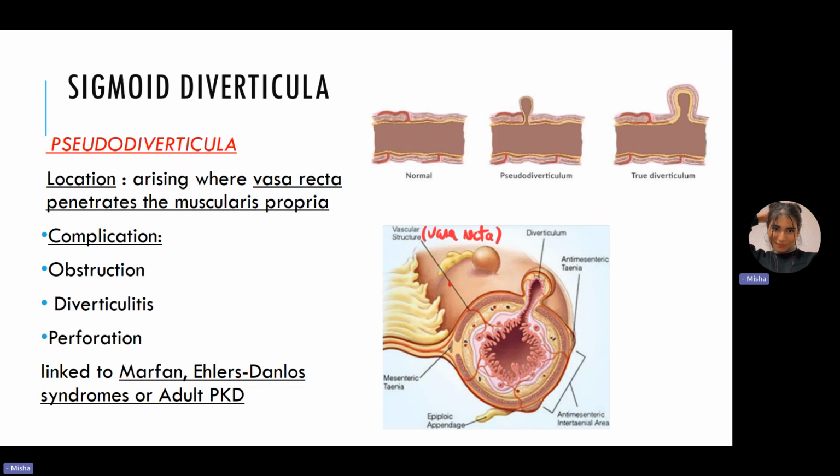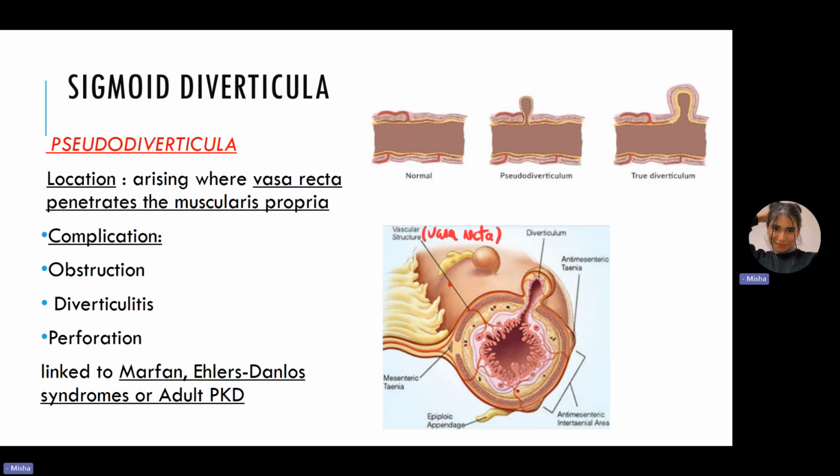Now, why does this occur? What is the most common location? Within the sigmoid colon, we have these penetrating vasa recta, these vessels which are penetrating the muscularis propria, and these locations are very vulnerable to the formation of a diverticula because obviously it's a weak spot. So that's one thing you need to know. Furthermore, after explaining this, let's go on to the scheme that we follow.